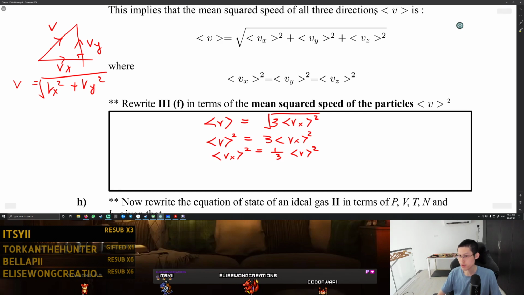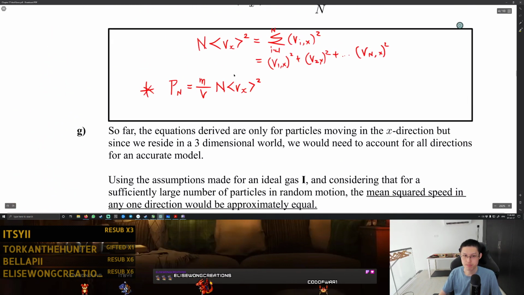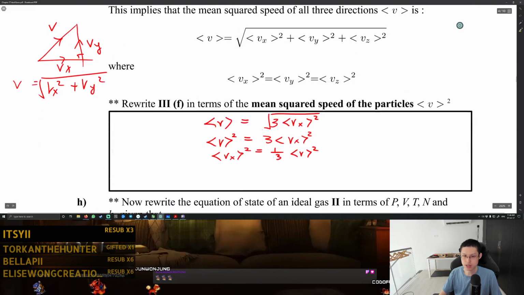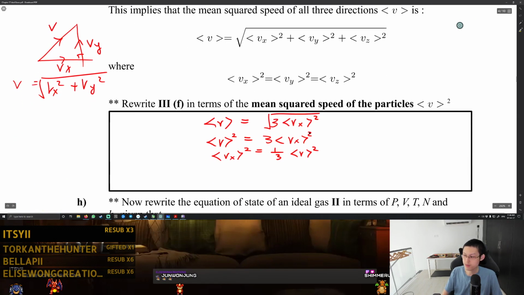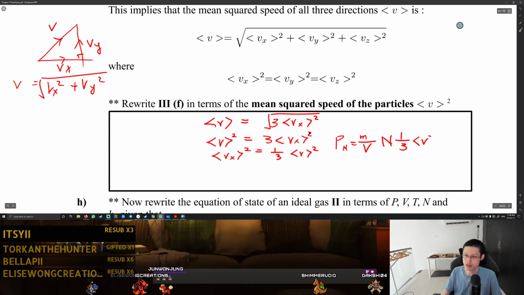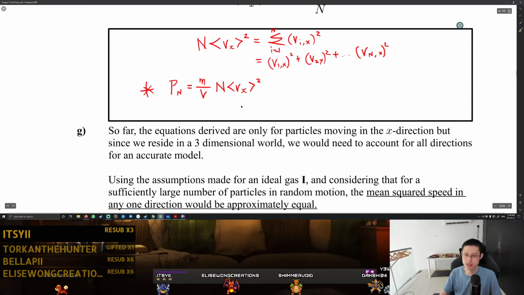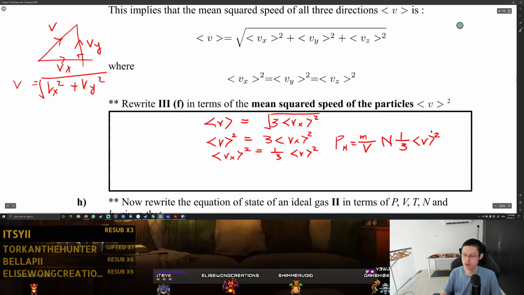Now we're getting somewhere, because look at this guy here. We have the total pressure is this times this times this, but this guy is actually this guy, which is this guy. So therefore, we can write Pn is equal to m over V times N times 1 over 3 times the root mean square speed. This one here is the root mean square speed in the x direction. This one here is the root mean square speed in all directions. So now we are done.